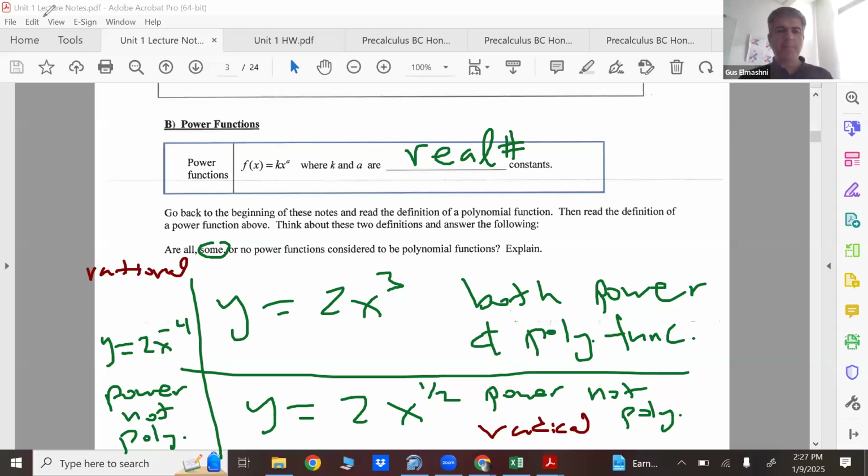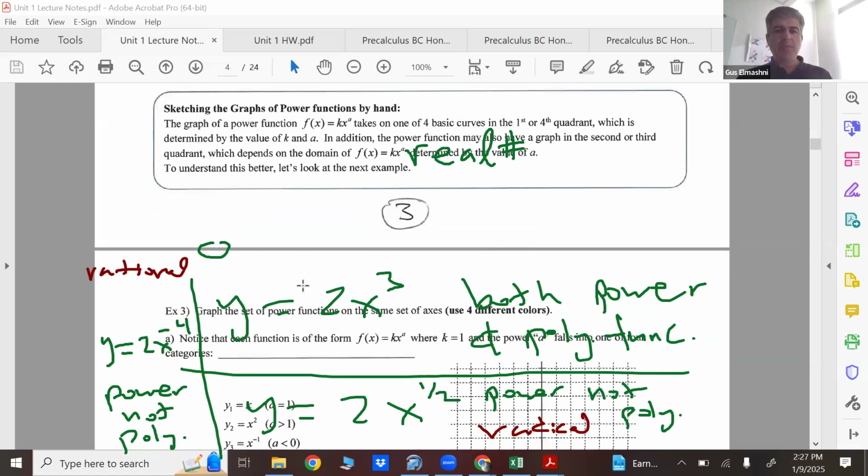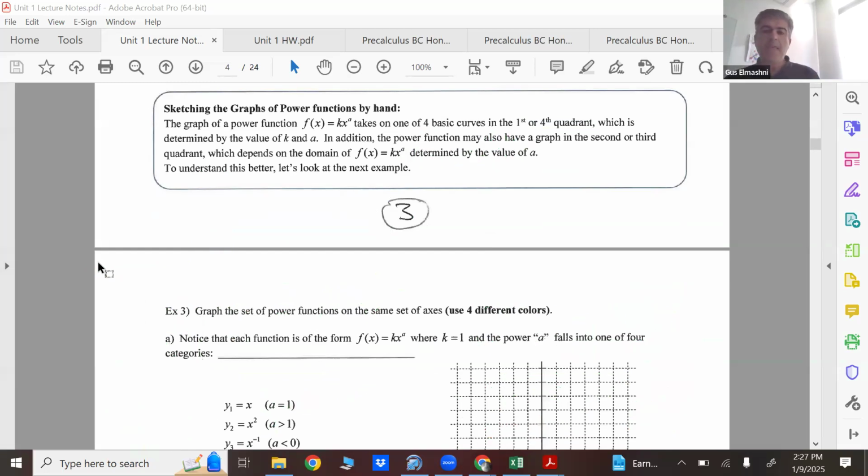Okay, so let's move on to the bottom of the page. It says sketching them. When you sketch them, it takes on one of 4 basic curves. I'm going to show you that in a moment. I'm going to generalize this for you guys. We've really focused on the first and fourth quadrants, but we also are going to take a look at the left side as well, like the second and third quadrants, because it is important to consider.